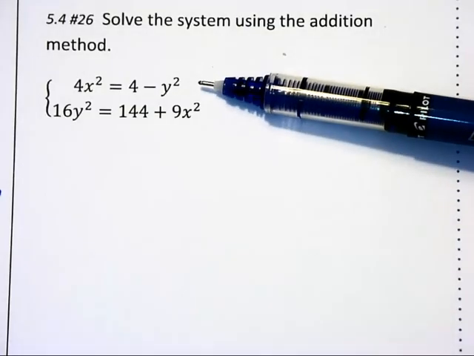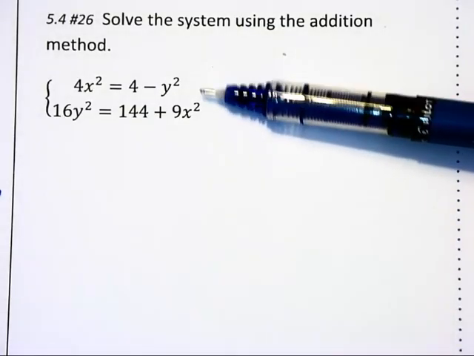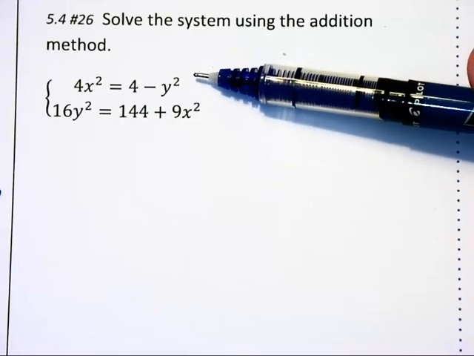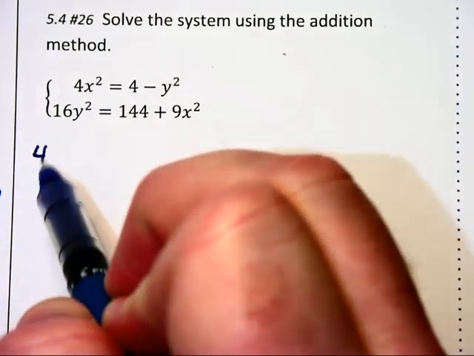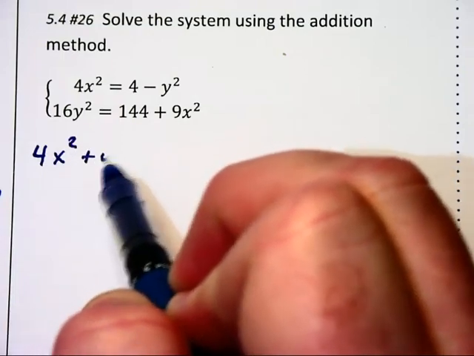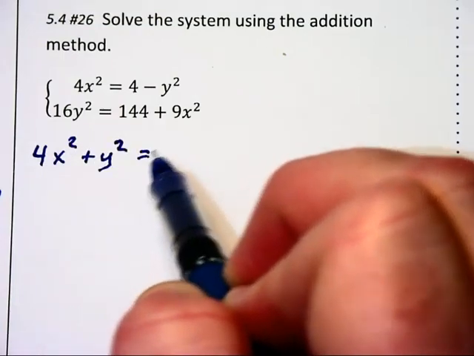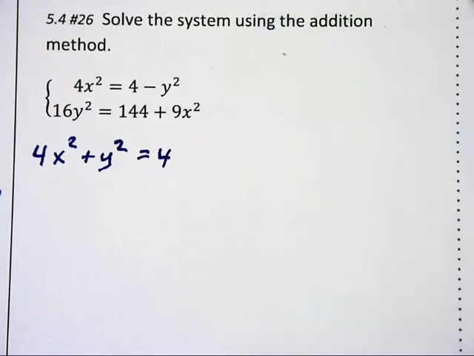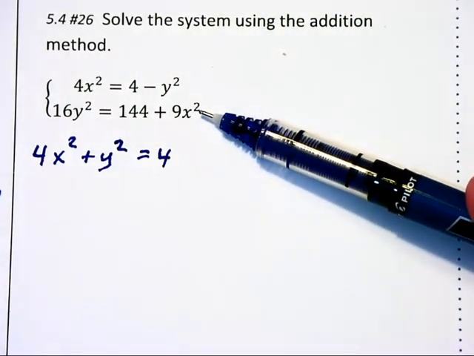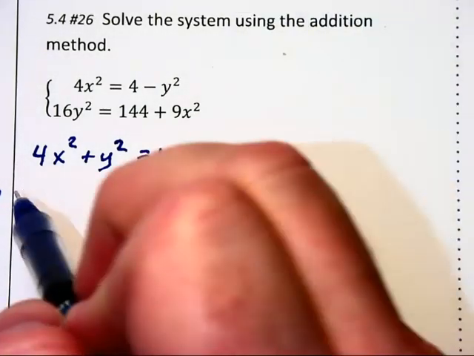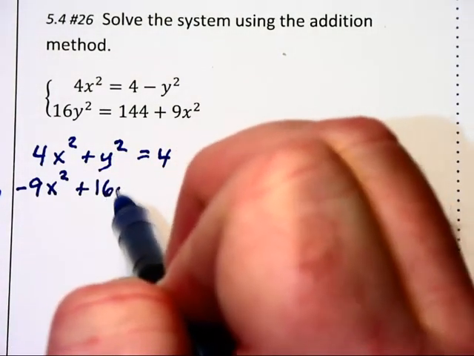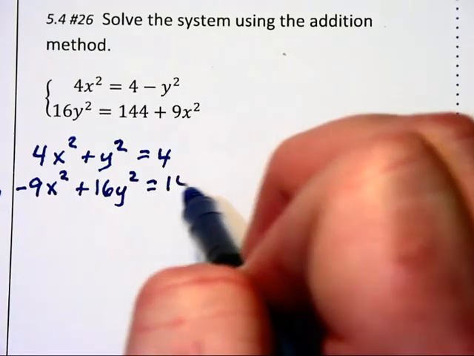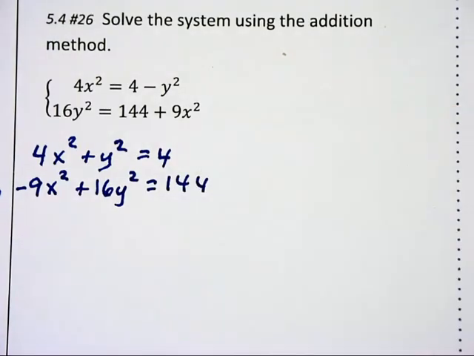Okay, we have another problem here. Let's rewrite each of these in standard form. On the first equation, let's add y squared to both sides. This will give us 4x squared plus y squared equals 4. And for the second equation, I'm going to subtract the 9x squared off of each side, so I can have minus 9x squared plus 16y squared is equal to 144.